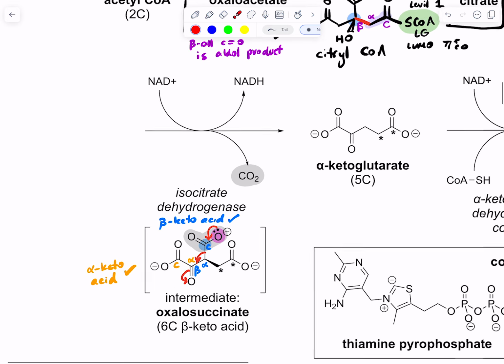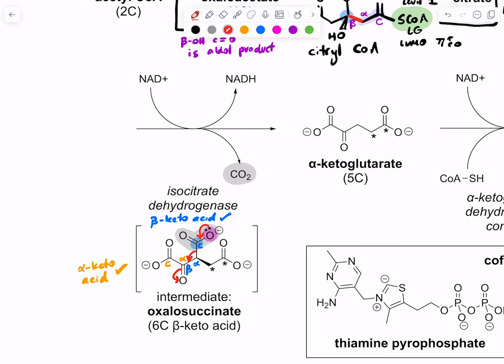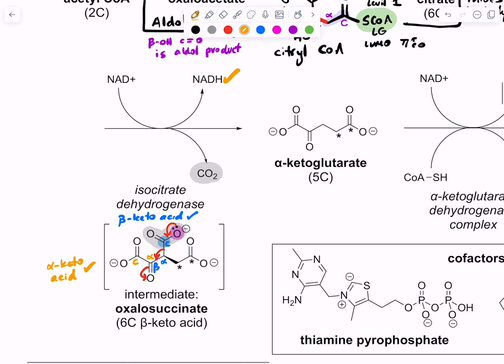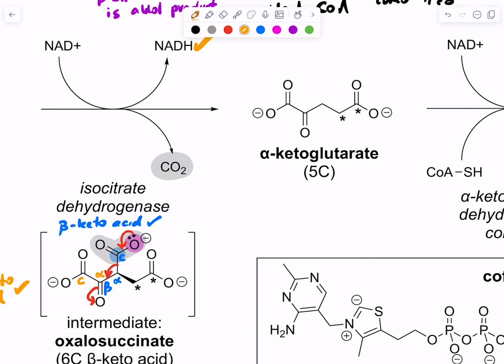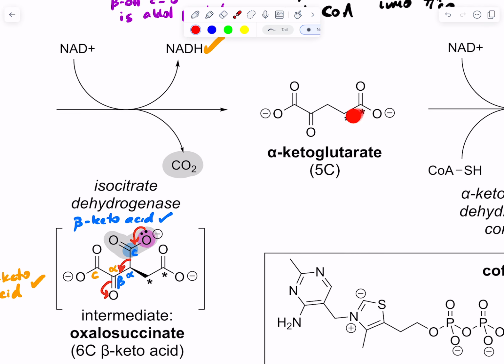And we also generated a molecule of NADH, so that's happy. That's a payoff molecule. Notice that we started with something that was 6 carbons, but we lost one, so now we're down to 5 carbons. This is called alpha ketoglutarate. We still have our 2 carbons from acetyl-CoA in our molecule.